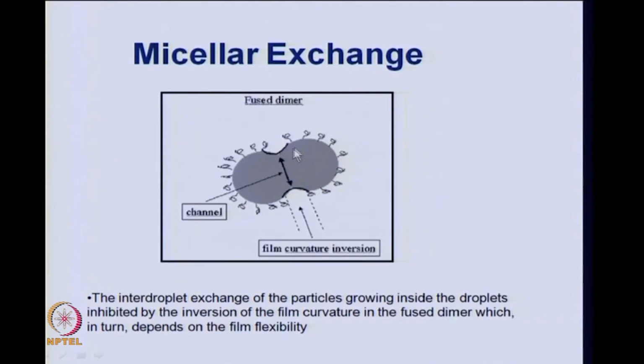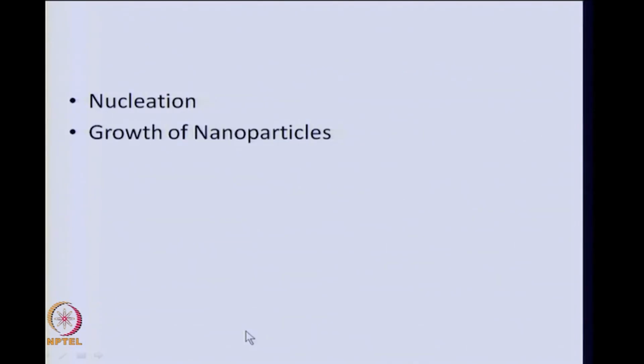During intermicellar exchange, when the fused dimer is formed, the exchange rate is dependent a lot on the curvature here. If the curvature is very high, then this exchange is more difficult. So, the interdroplet exchange of the particles is inhibited by the inversion of the film curvature in the fused dimer, and how much this will curve inside depends on the film flexibility, and that will affect the micellar exchange.